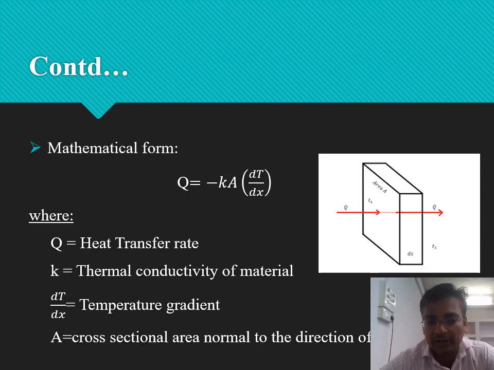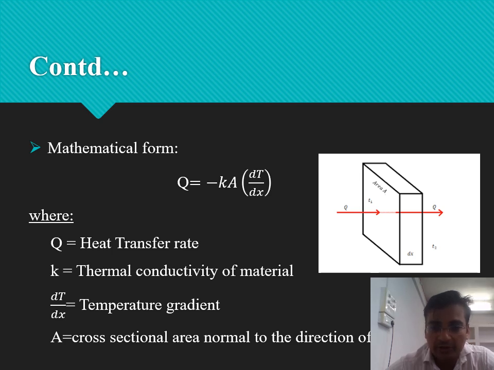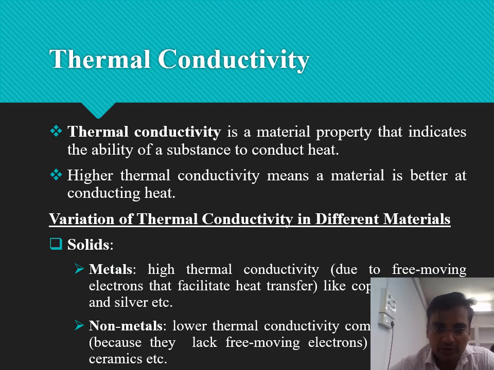Now come to the next. In mathematical form, we can write it as Q equals minus K dT upon dx, where dT upon dx is the temperature gradient along the direction of heat flow, and the area is normal to the direction of heat flow. It means if our heat is flowing in the x direction, then we have to take the yz plane for the area. And K is the thermophysical property, the thermal conductivity. So this is the mathematical form of Fourier's law of heat conduction.